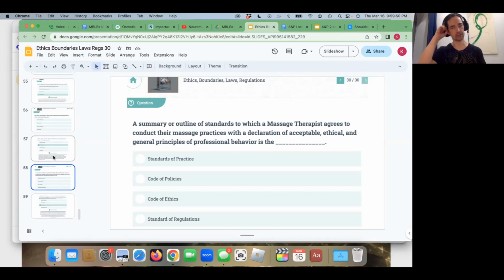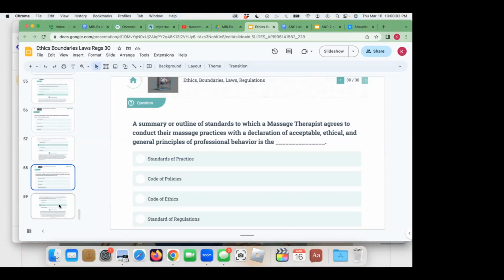A summary or outline of standards to which the massage therapist agrees to conduct their massage practices with a declaration of acceptable, ethical, and general principles of professional behavior is the standards of practice, code of policies, code of ethics, or standard of regulations. Code of ethics. Code of ethics, yes, very good.